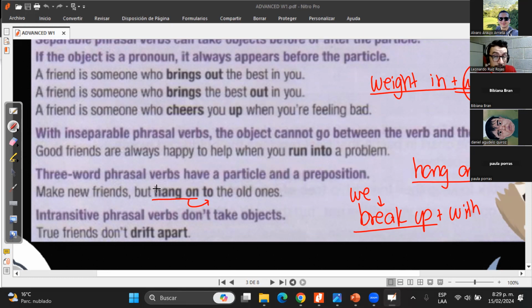So some verbs have the possibility to include not one, not two, but three different parts. ¿Listo? So that's the thing. Entonces aquí ya, bueno, lo que dice es simplemente lo que ya les expliqué: intransitive verbs, three word phrasal verbs, inseparable and separable, ¿no? Ya sabemos bien cuál es la diferencia de todos.